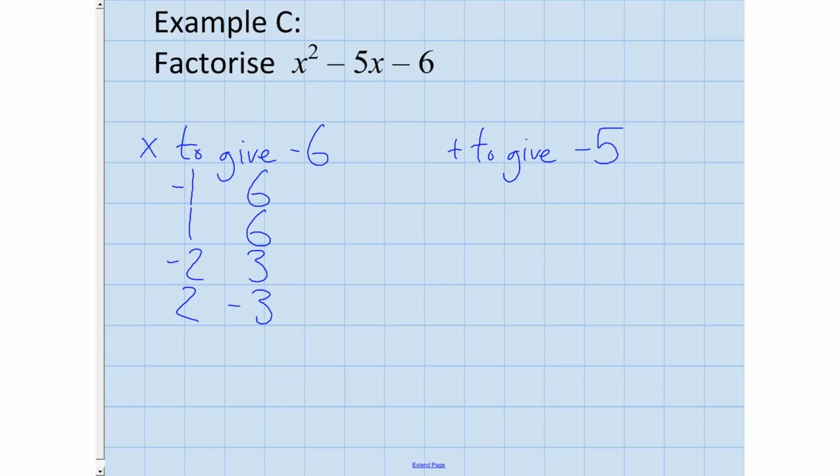This time we want the numbers that multiply to give minus 6 and add to give minus 5. And the only one is 1 and minus 6. So as before, our answer is two brackets, each with an x. One will be a plus 1 and one will be a minus 6.